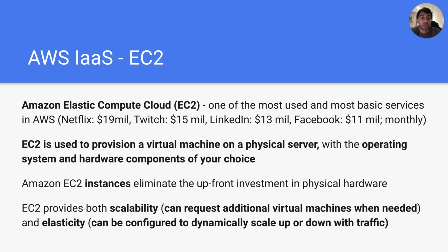As we already know about the benefits of infrastructure as a service generally, Amazon EC2 instances, as they're called, eliminate the upfront investment in physical hardware. There's no need to have servers in-house and no need to have an IT team to manage them. Additionally, EC2 provides both scalability, which means you can request additional virtual machines when you need, and elasticity, which means that your instances can be configured to dynamically scale up or down with traffic.